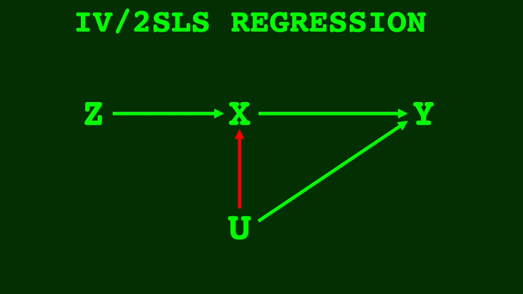However, there is a fix, and it's called using an instrumental variable approach, or also a two-stage least squares approach. That is, we find another variable called Z, which acts as an instrument. This Z variable needs to be correlated with X, but not correlated with the error term. Then the process is simple.